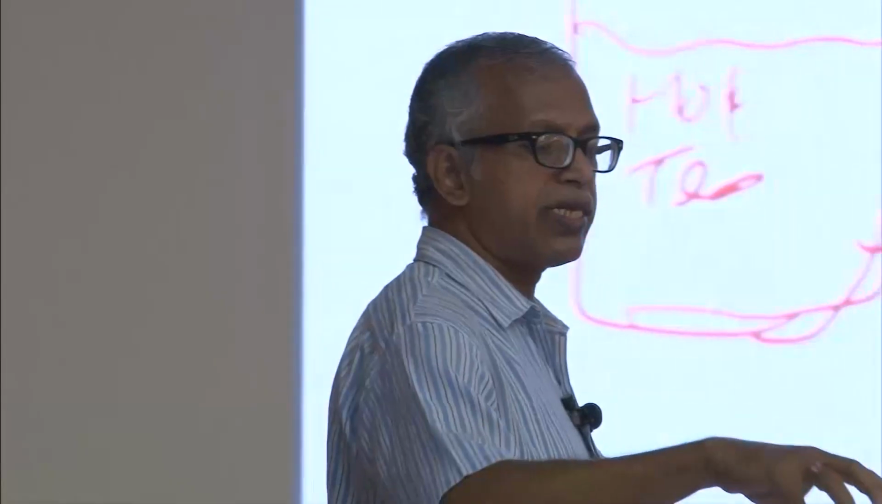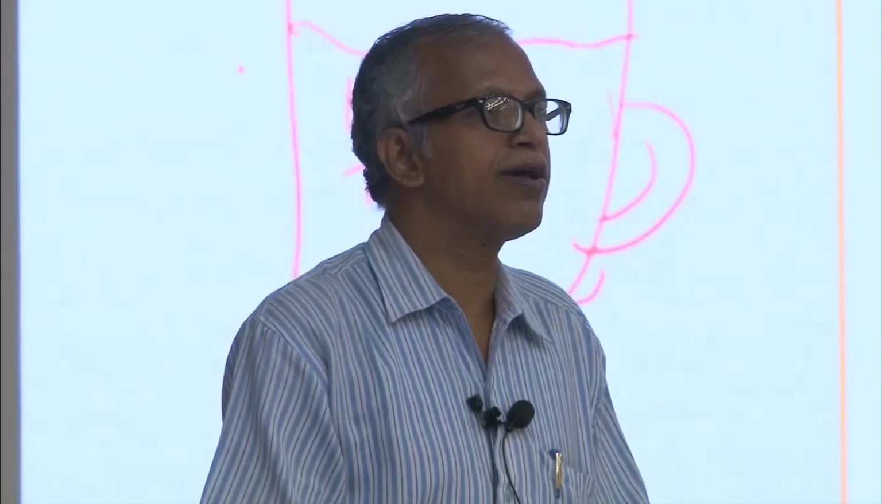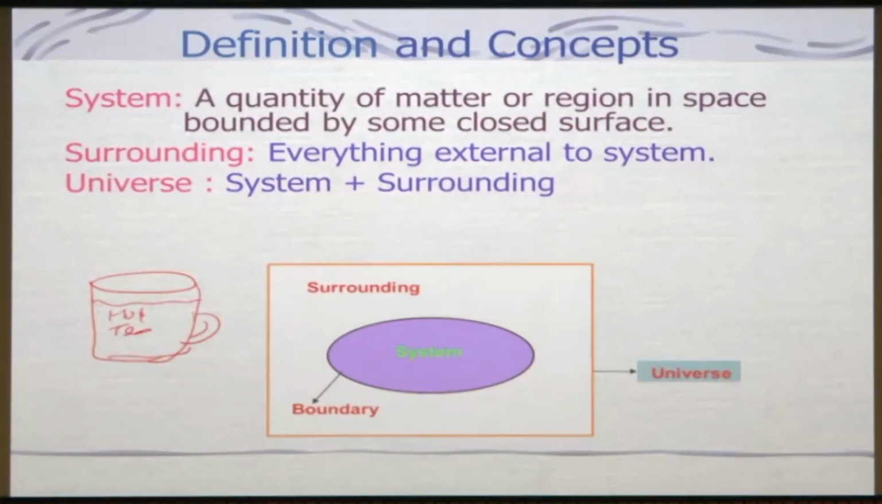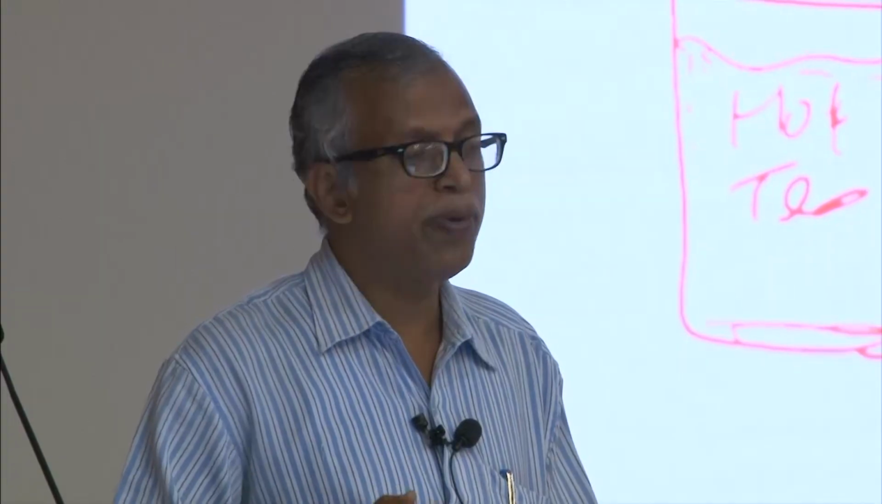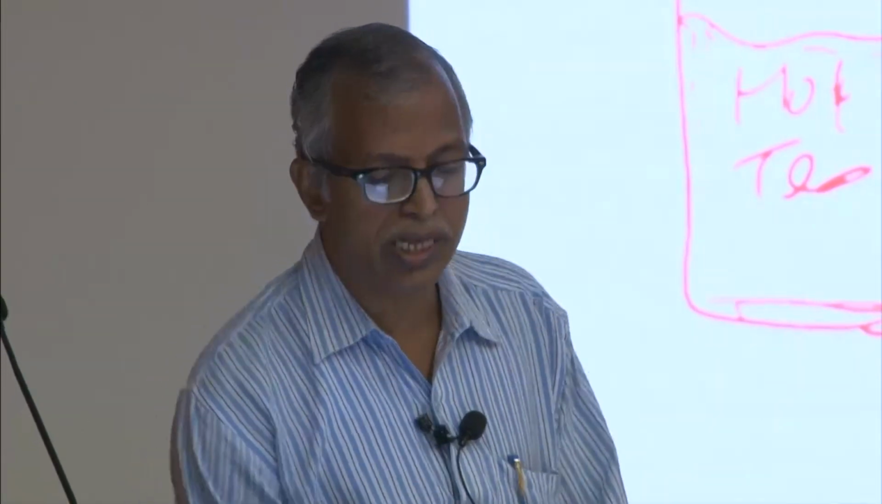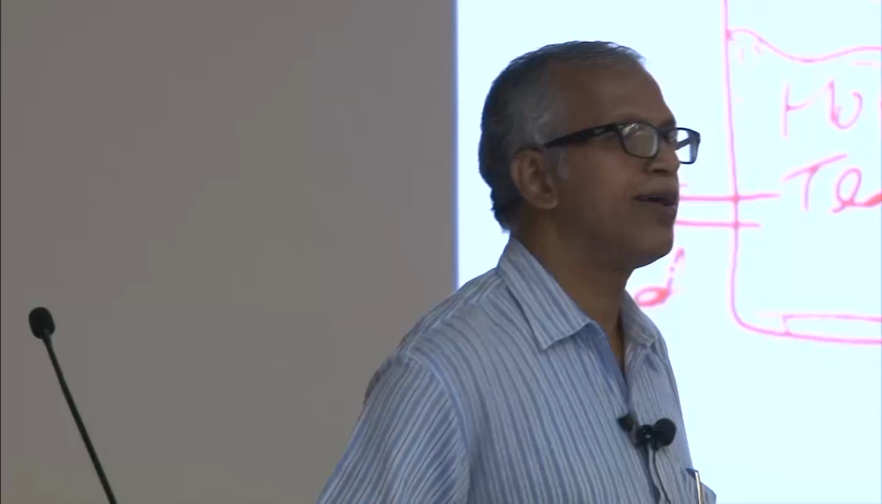Suppose I keep this cup here. What will be its surrounding? The system I can take as whatever hot tea is there, or I can take the full cup as my system. I have the liberty to choose that. Now I am interested to find out, as it interacts with the surrounding, that some heat will be transferred to its surrounding. What will be its surrounding?